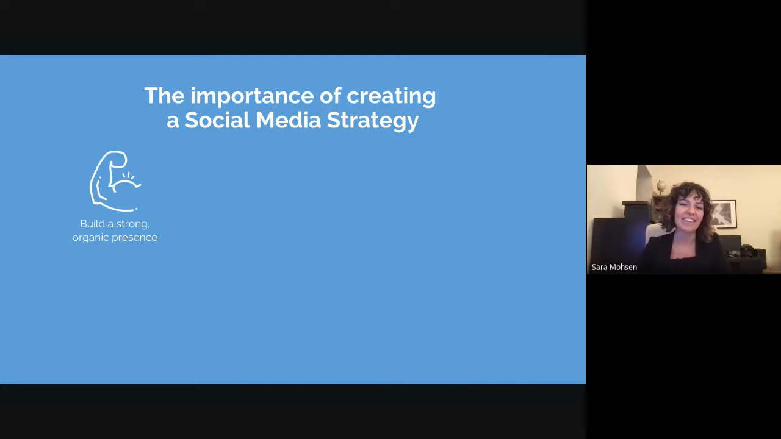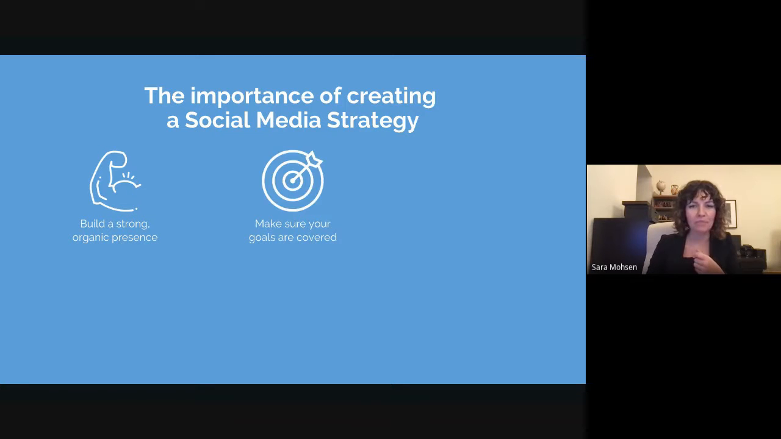Okay, thank you, John. So, build a strong organic presence. Once you know your audience, once you know what you want to focus on, you are able to put down a calendar with exactly what you want to talk about, and this will give you a stronger presence in the specific topics that you are talking about. Make sure that your goals are covered. So we will talk about SMART goals and how you can address these SMART goals and how to achieve them.